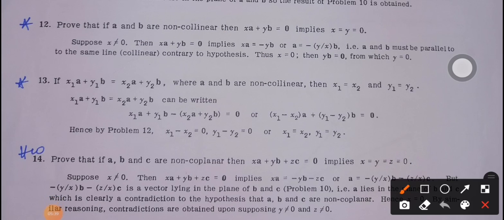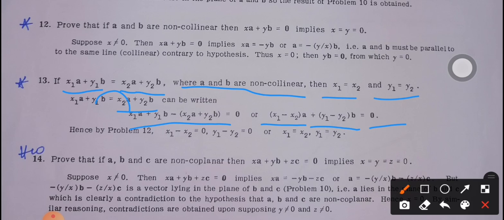Next we have question number 13. If x1 a vector plus y1 b vector is equal to x2 a vector plus y2 b vector, where a and b are non-collinear, then x1 must be equal to x2 and y1 must be equal to y2. Here we can shift this vector to the other side and get this equation, and then we can separate a and b: x1 minus x2 times vector a plus y1 minus y2 times vector b is equal to the 0 vector.